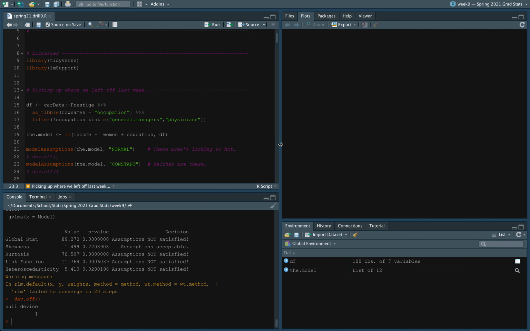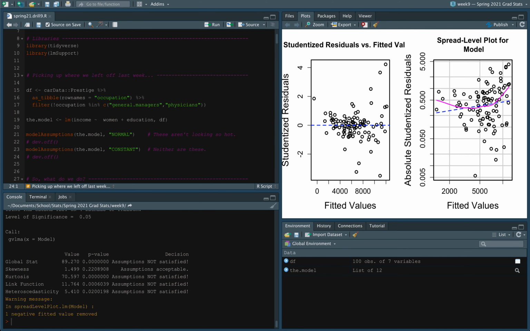So when we look at our constant variance, once again, these aren't looking great either. For the spread level plot, this pink line should fall along this dotted blue line. And over here on our studentized residuals versus fitted values plot, recall what we want to see is more or less a rectangle of random noise. But what we can see is that the residuals are small here, and then as you move further to the right, they spread out more and more. So you have this conical shape in the residuals, which is not what you want.